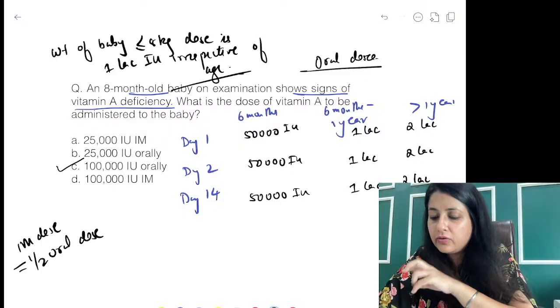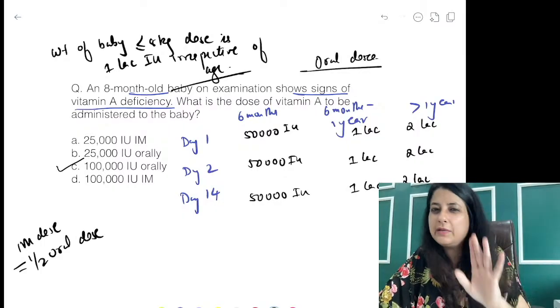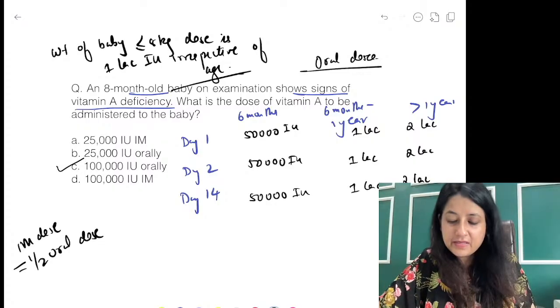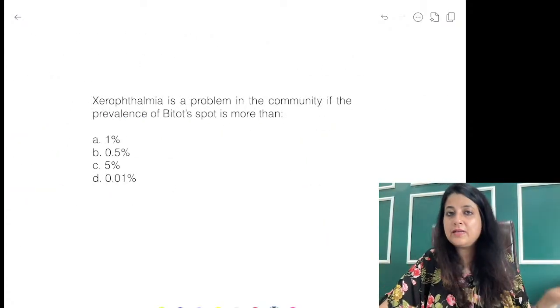ठीक है, you can also write 0, 1, 14, but now we usually prefer to write as day 1, day 2 and day 14. Am I clear? Everybody got this? Okay, another question.